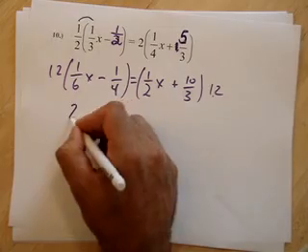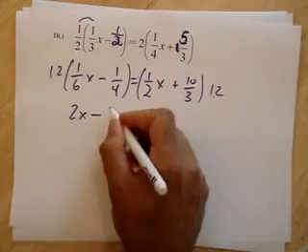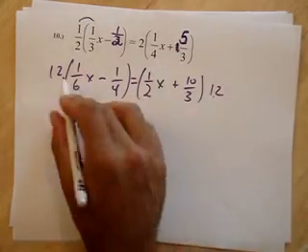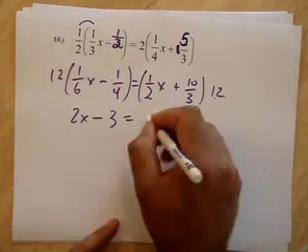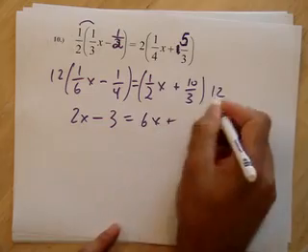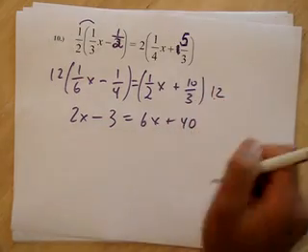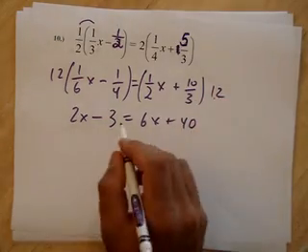12 divided by 6 is 2. 2 times 1, 2. 12 divided by 4 is 3. 12 divided by 2 is 6. 12 divided by 3 is 4, times 10, right? Now we're almost there. What am I going to do? Subtract 2x from both sides.